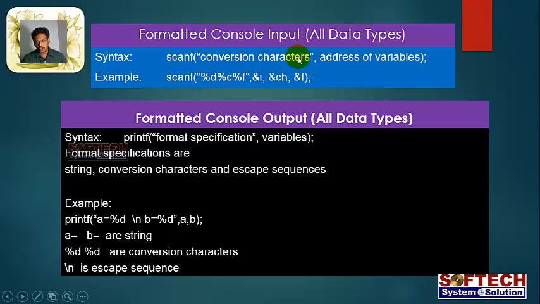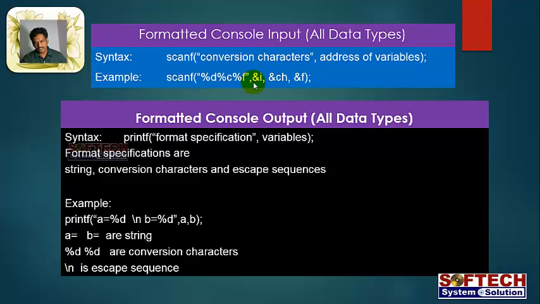So the first argument is a string constant, and the next arguments are a list of addresses of variables. Example: scanf of %d, %f. This is a format specification, a conversion character within the double quotes. This is a string constant. %d is for integer, %c for character, %f for float. Then we give the addresses of the appropriate variables.